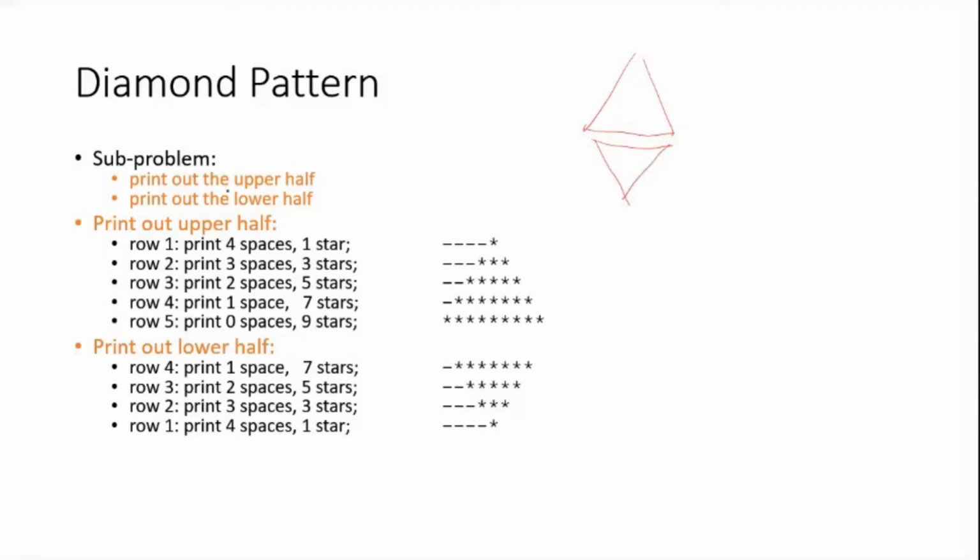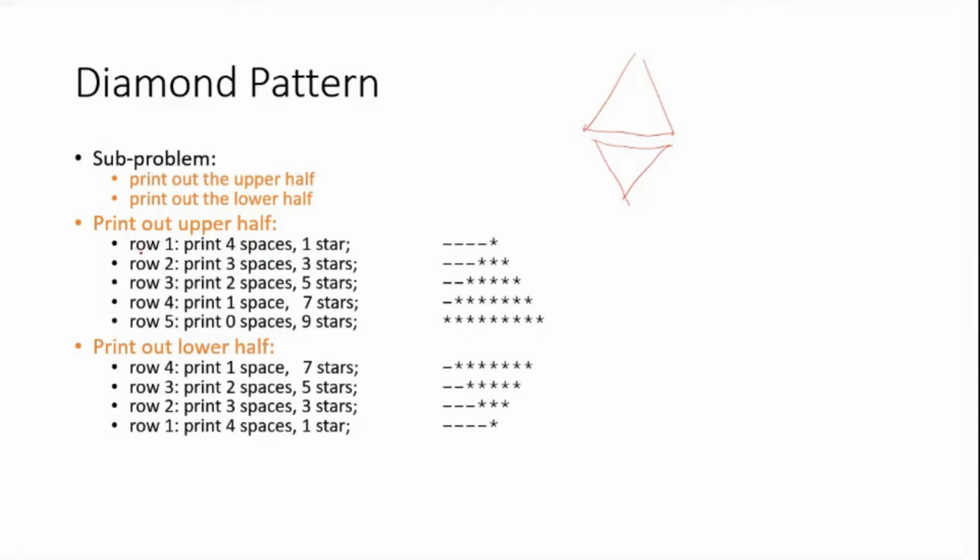So the first sub problem is printing out the upper half, and the second sub problem is printing out the lower half. And the upper half needs to be again subdivided into sub problems, or sub to sub actions, actually.